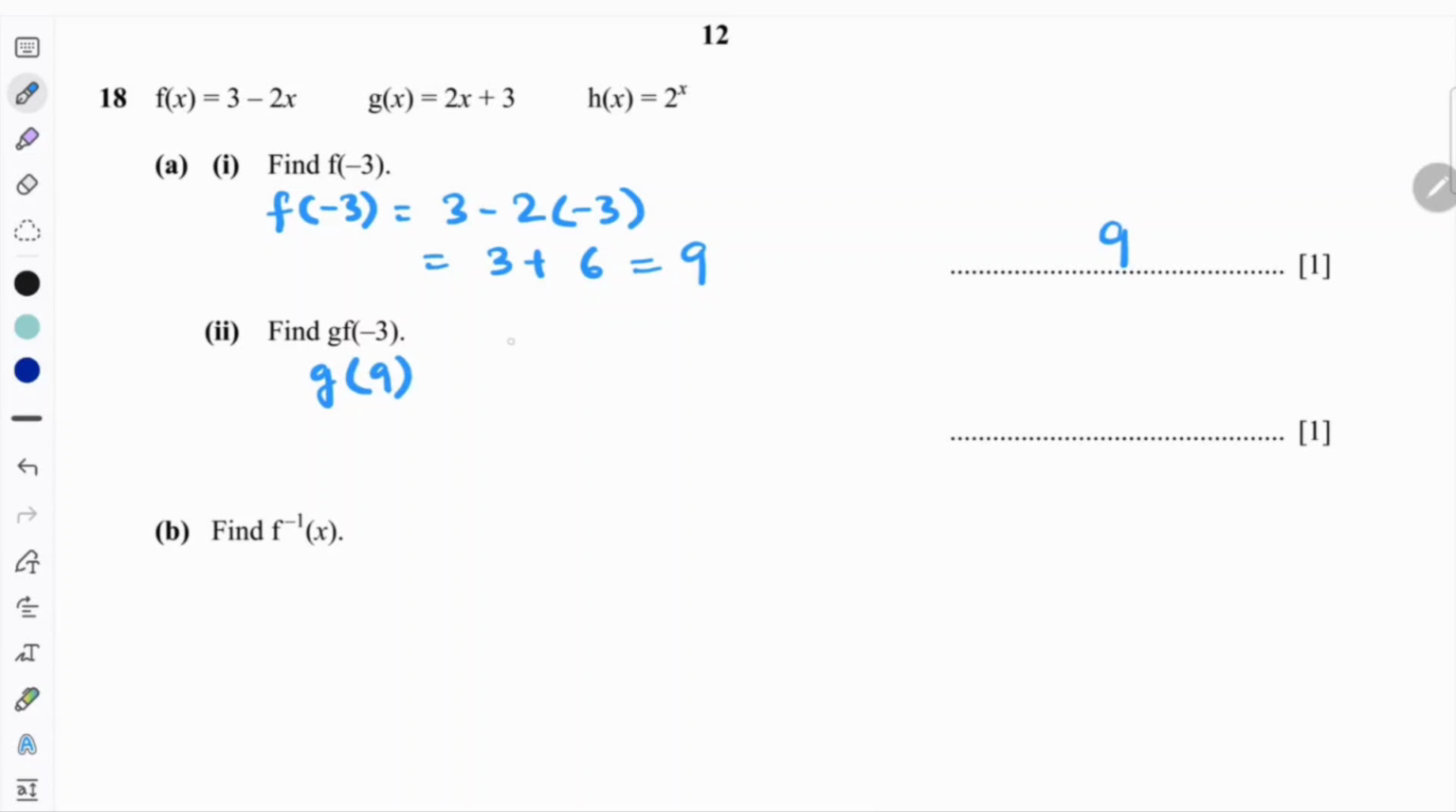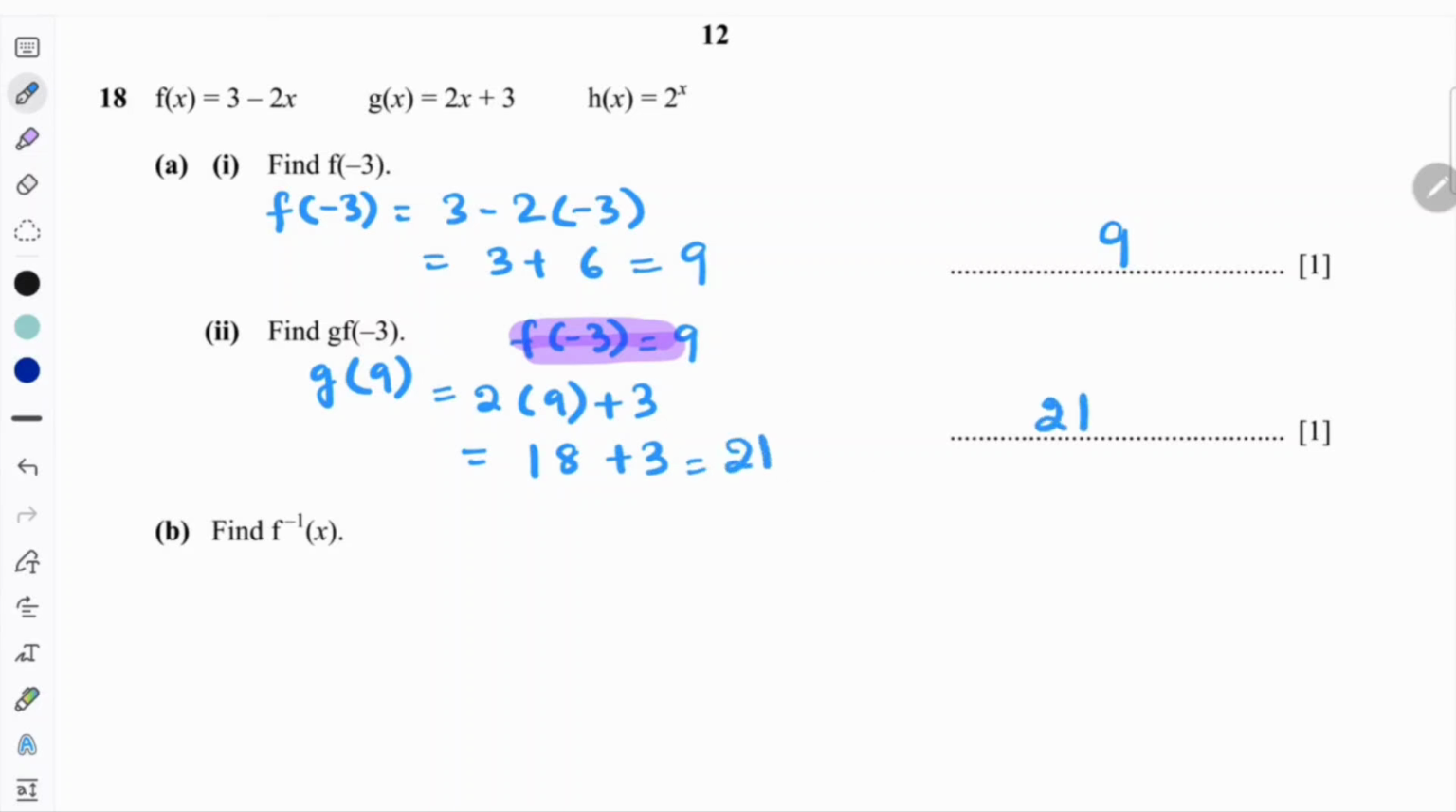In place of f of minus 3 we are substituting 9 here. So now g of 9 is required. g of x is 2x plus 3. So 2 times 9 plus 3. 2 nines are 18. 18 plus 3 is 21.